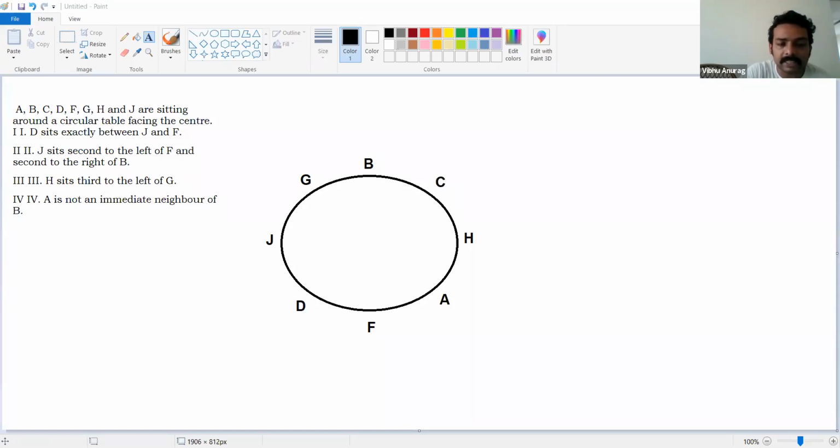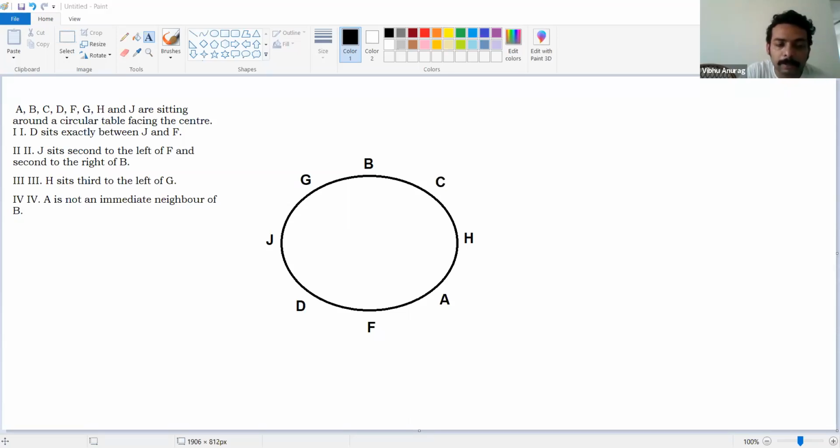The second question is: if H is to F, then J is to what? H is to F means H is second to the right of F. So J is second to the right of whom? J is second to the right of B. So your answer will be option A. The person's name is B, option A for question number 2.